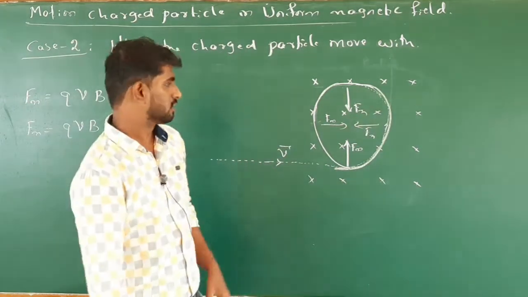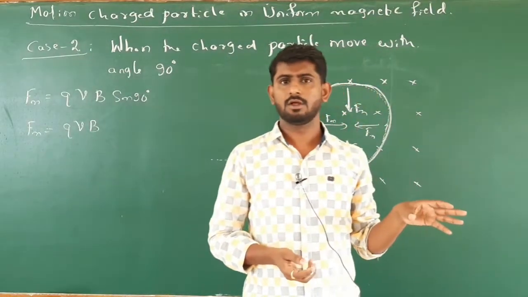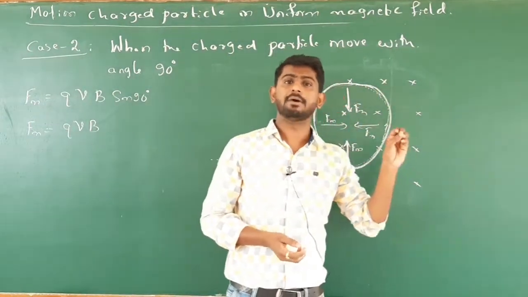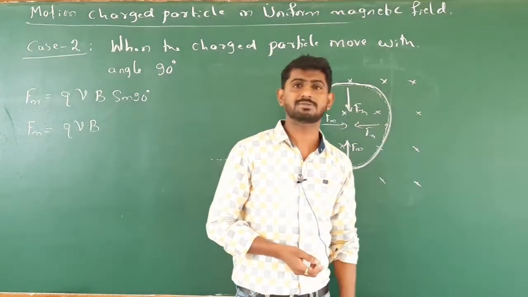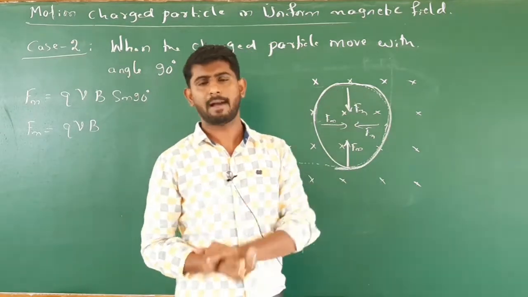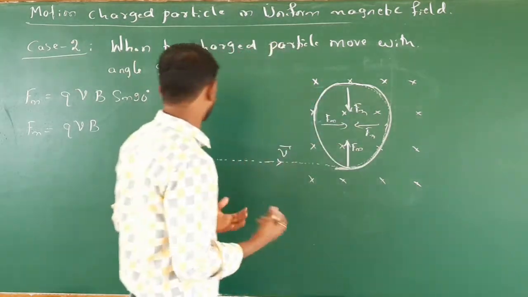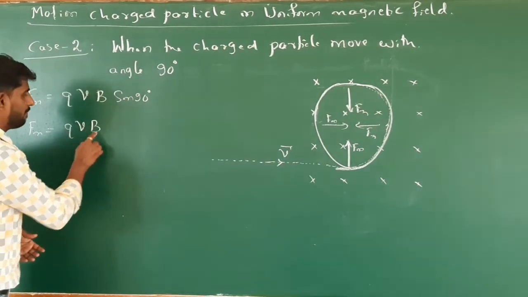You may get one more question. What's the trajectory of charged particle which is moving perpendicular to the magnetic field? Our answer must be circular path. You should answer it is circular path. Is it clear? How much force is that moving charged particle experiencing here? It is experiencing QVB value.